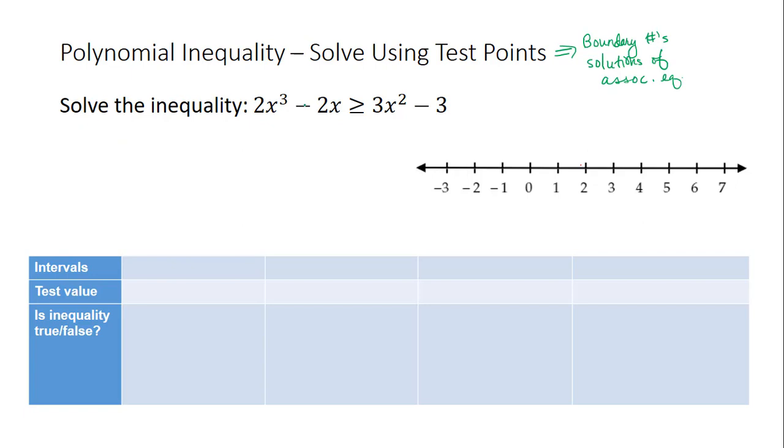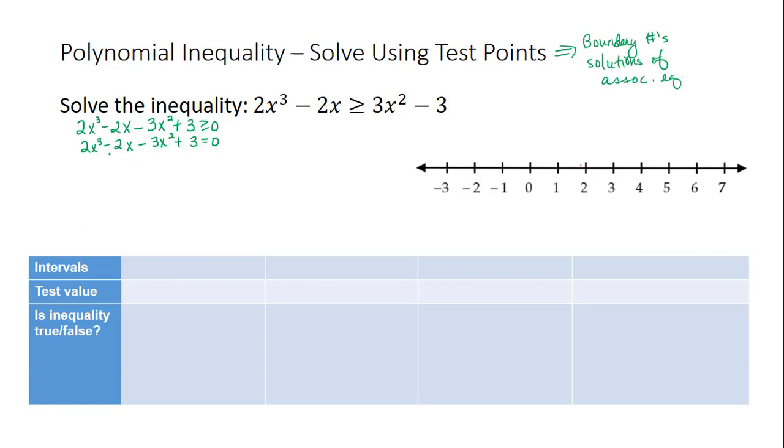We want to first set this inequality equal to 0. We get 2x cubed minus 2x minus 3x squared plus 3 is greater than or equal to 0. Now we can set this equal to 0 to get the associated equation. And because there are 4 terms of the polynomial, we will factor by grouping.